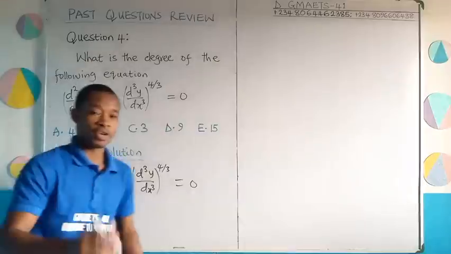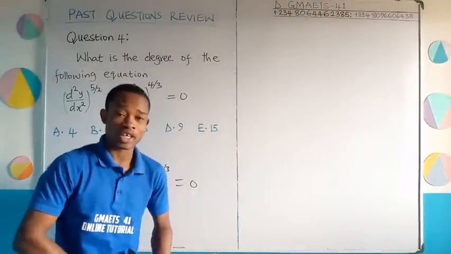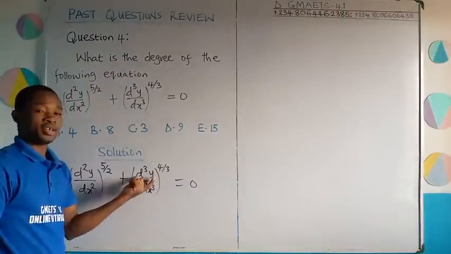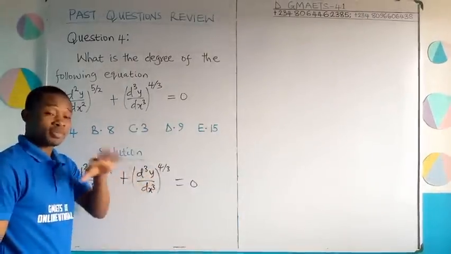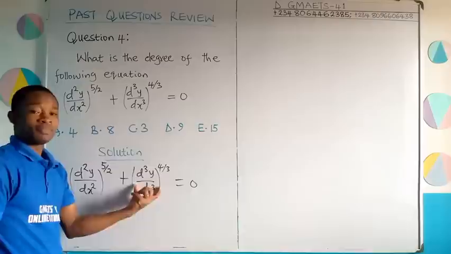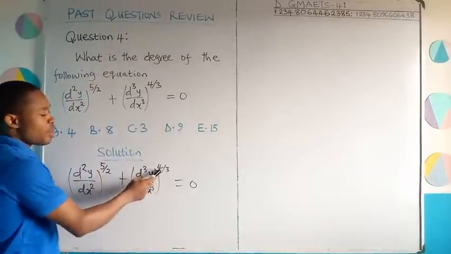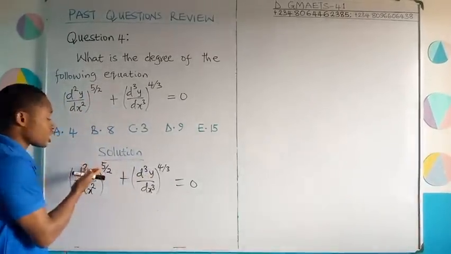So going straight, are you following? The first thing we have to do is to identify the order of this differential equation. The order of this differential equation is order 3. Y has been differentiated 3 times. Are you following, right? So this is the order. Now the power of this order is what we refer to as the degree. Here the power is a fraction. You even have a fraction as power here.